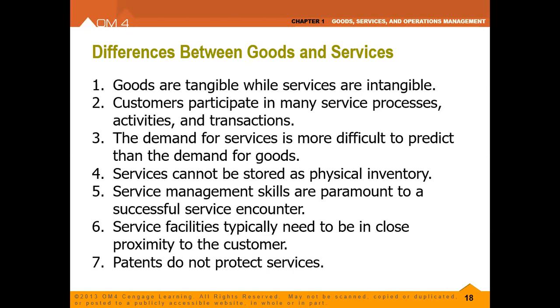What else? Oh, yeah. And then the third one, demand for services is more difficult to predict than demand for physical goods. Because of the timing of the service, it could be difficult to predict. Okay, so the demand for services is more difficult to predict, and we cannot store services, but for the physical product, we can hold it as inventory.